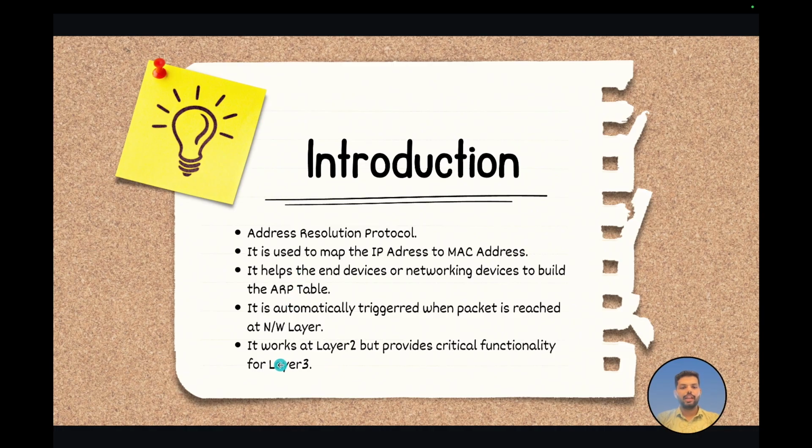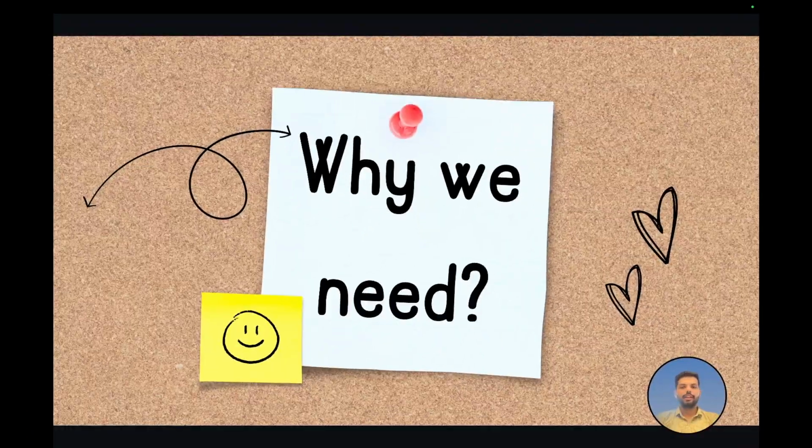As I said, it works at layer 2 but provides critical functionality for layer 3. That's why people often say it has a connection between layer 2 and layer 3. It works at both layers, but usually it is a layer 2 protocol that also serves critical functionality for layer 3. So these are the facts you should be aware of. That concludes our introduction to ARP. Now let's see why we need ARP.